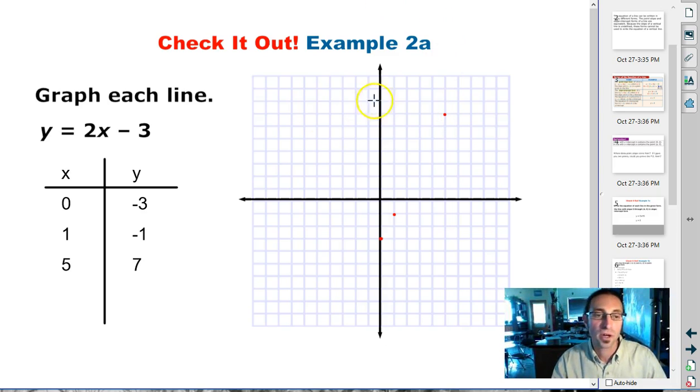Now, the other thing I just want to point out real quick is, if you do recall, this is slope-intercept form. My intercept is negative 3. I go up 2 over 1, up 2 over 1, up 2 over 1, and of course, they're all on that line. So let's just plot it out.